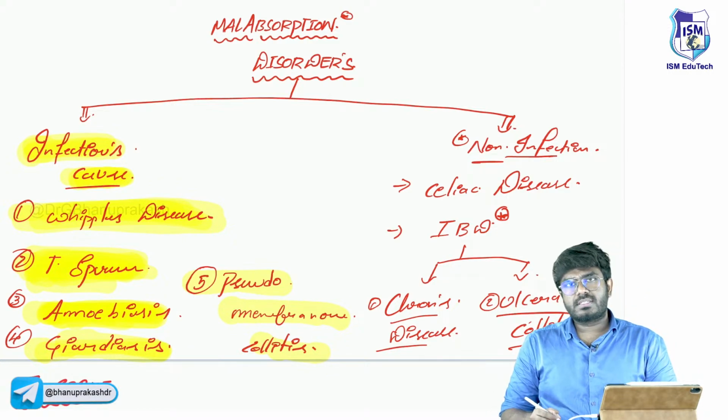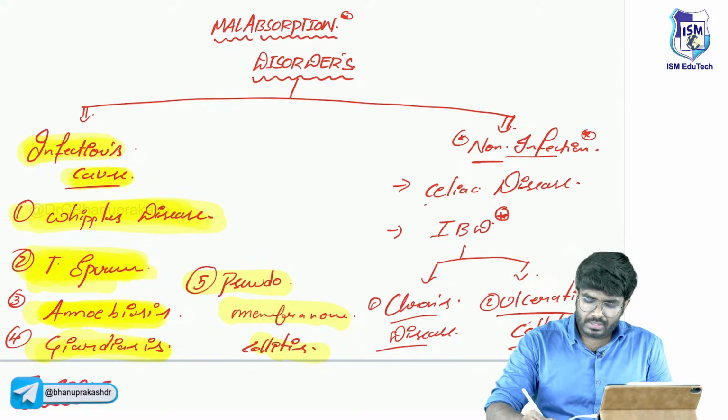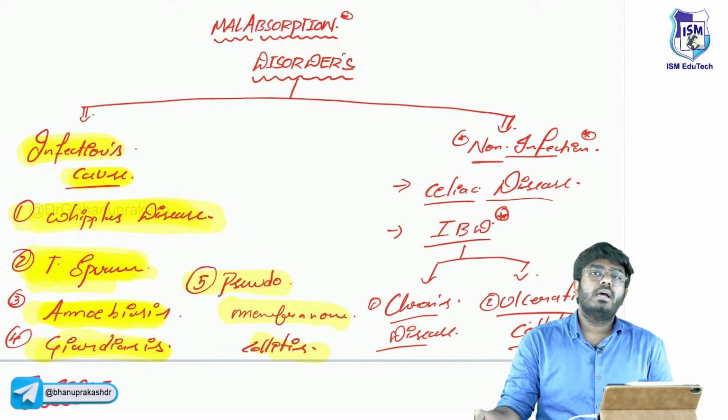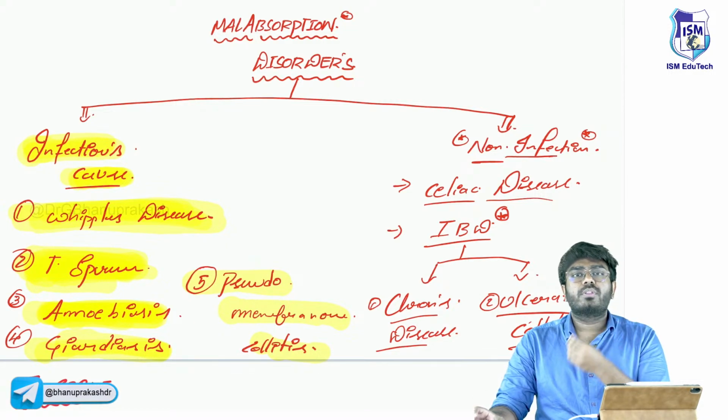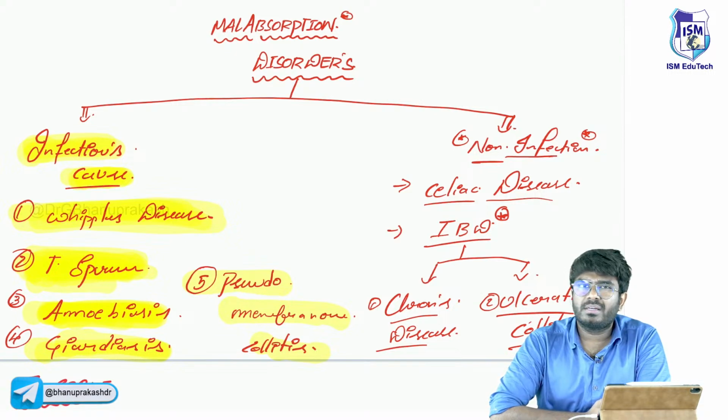Now in the next class, we'll be discussing the non-infectious causes: celiac disease, inflammatory bowel disease, that's Crohn's disease and ulcerative colitis. Also we'll discuss polyps in the colon, different types of polyps, and colon cancers. All the small miscellaneous topics that are left over will be discussed in tomorrow's class. So with tomorrow's class, the gastrointestinal pathology will be completed.